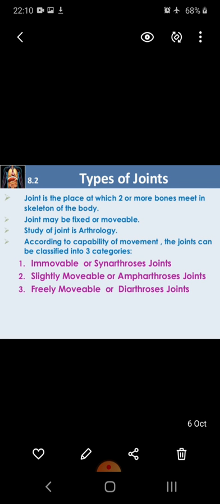In fact, the articulating surfaces of the bones are sometimes separated by a thin membrane, sometimes by connective tissue or fibrocartilage, and in the freely movable joints, these are completely separated. So this is all about joints, and we will discuss joints briefly in our next video.